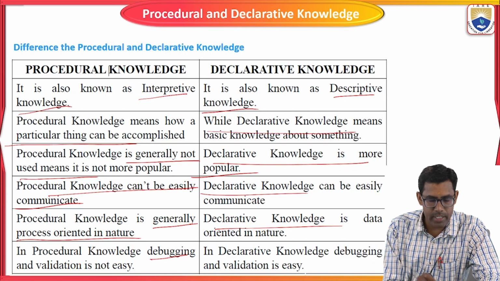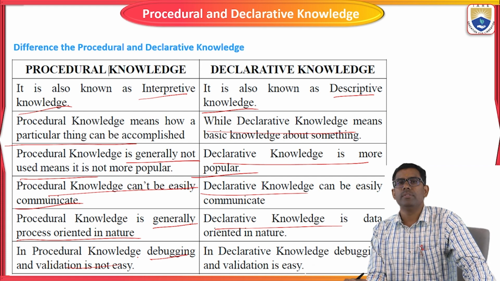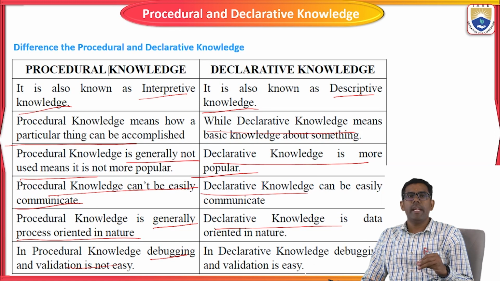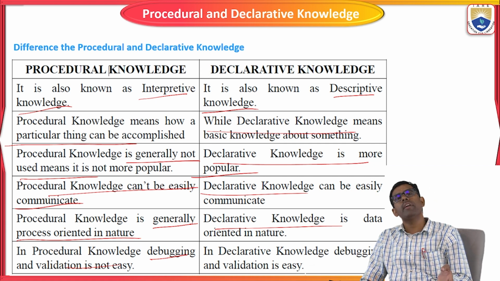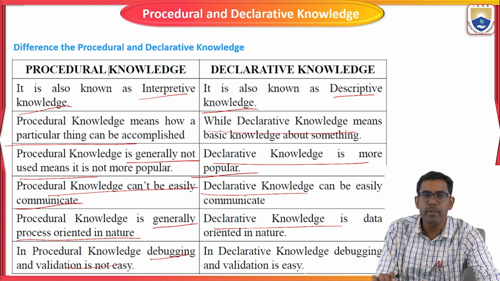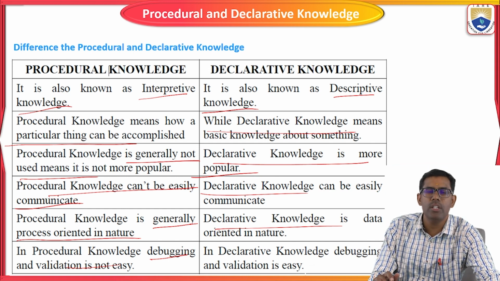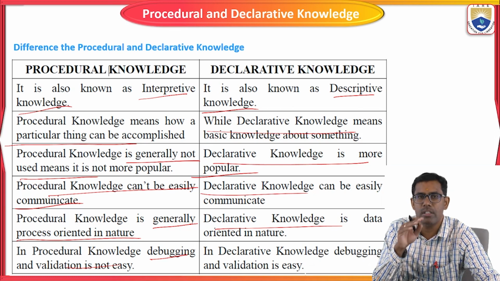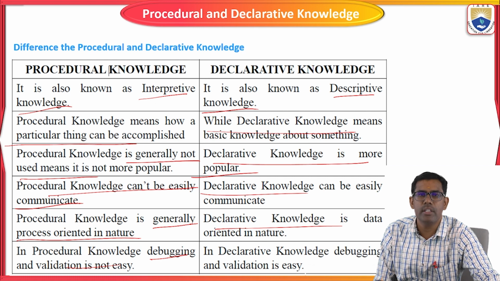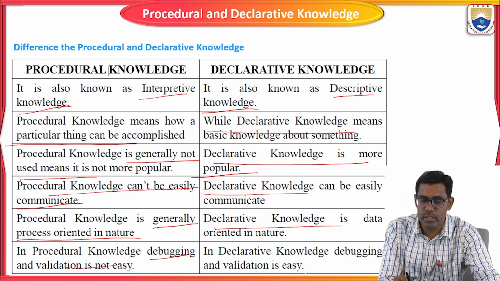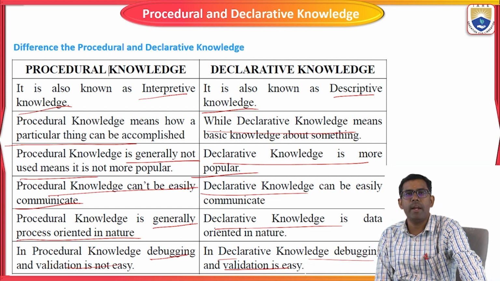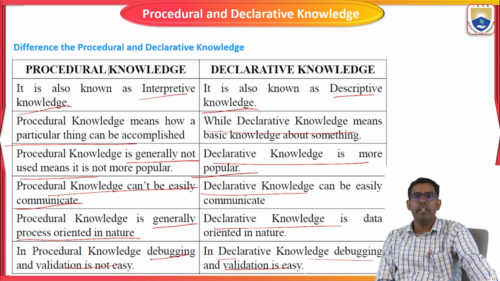Debugging and validation is not easy with procedural knowledge, because here we have some constraints, so it is not very easy to give the statement. With declarative knowledge, debugging and validation is easy. We write a program with general instructions, and testing or debugging it is very easy. Based on that we can modify and do something on the particular problem statement. So the declarative debugging and validation is very easy. These are some differences between procedural and declarative knowledge.